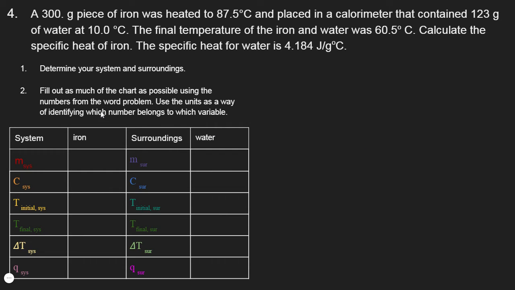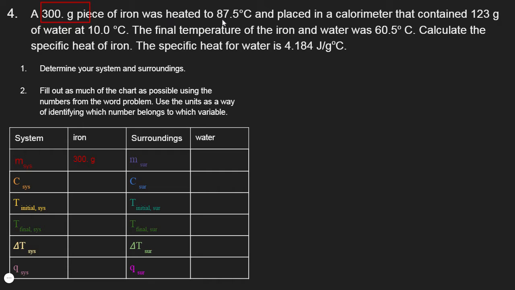Okay, now we're going to go ahead and fill out as much of this chart as possible by using the numbers from the word problem. How we can do this is using the units as a way of identifying which number belongs to which variable. You also have to pay attention to the context clues of the word problem, so you can figure out if this is the mass for the system or the mass for the surroundings. So it says a 300-gram piece of iron. So we know that this is the mass of iron.